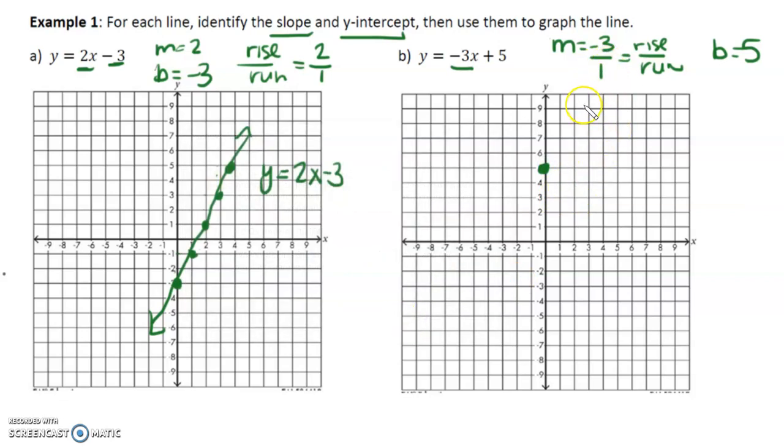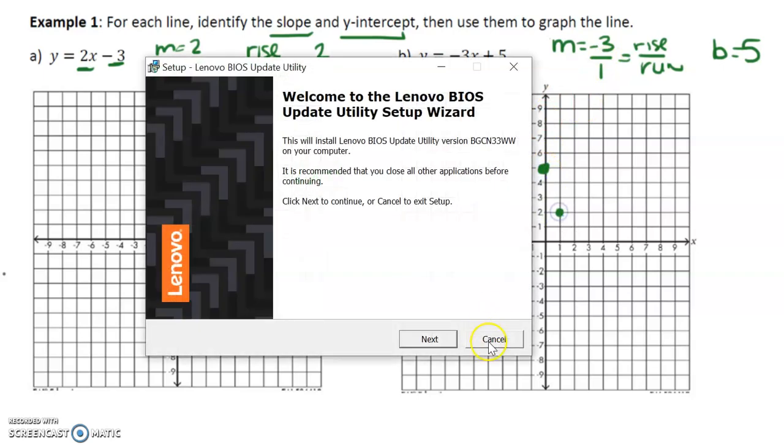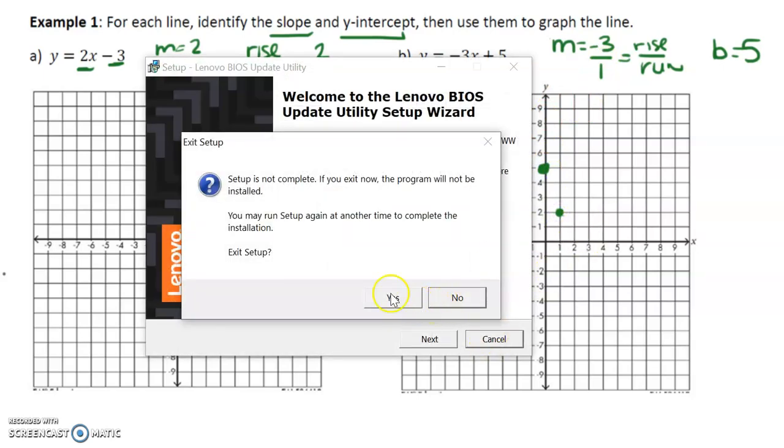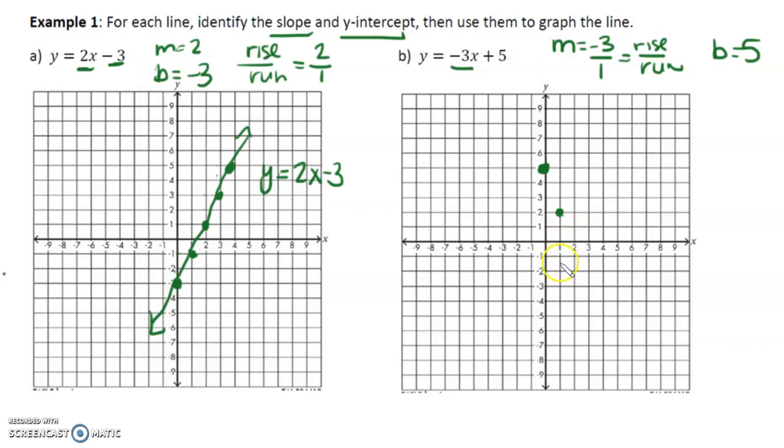Then apply negative 3 over 1. So we're going to go down 3 over 1, down 3 over 1, down 3 over 1. And I can connect these with a line, put arrows on both ends, and label our line: y equals negative 3x plus 5.